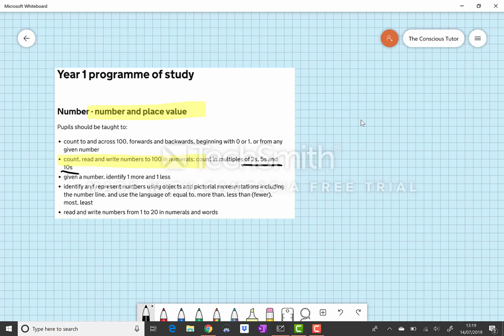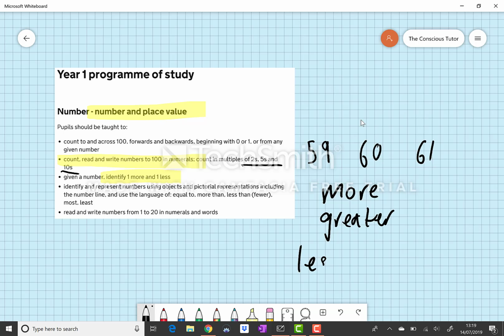Another objective is to be able to identify whether a number is one more or one less. So given a number, 60, one more than 60 is 61, and one less than 60 is 59. It's good for children to be introduced to a 100 square so they can see what it looks like on a grid, and knowing the language of more, greater, less and fewer is quite important.